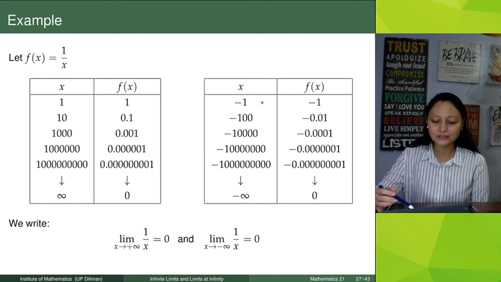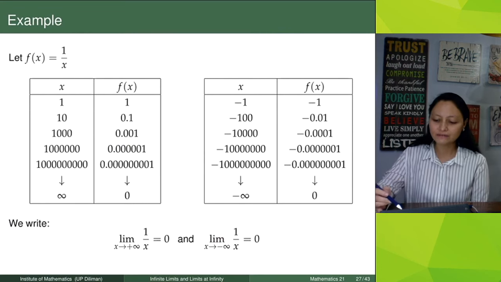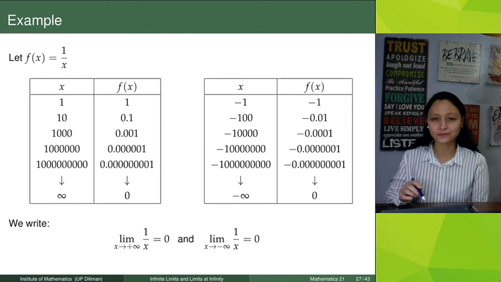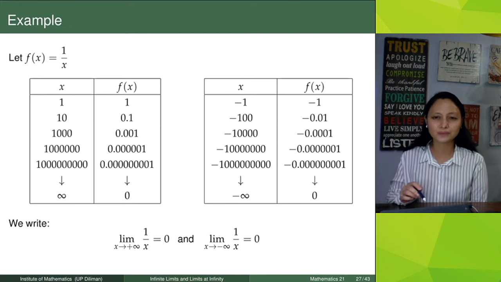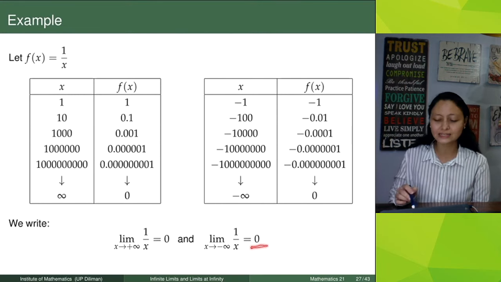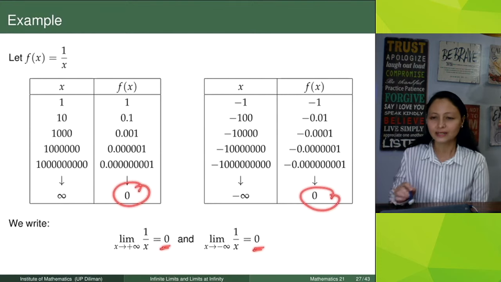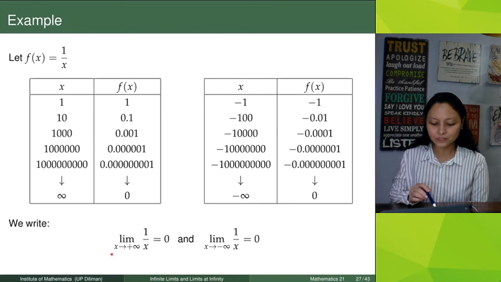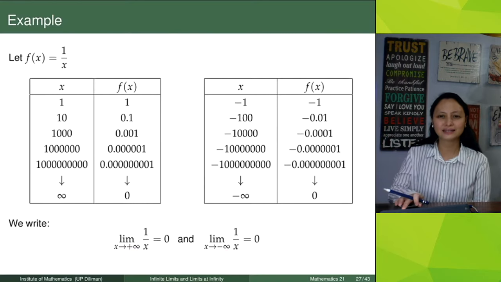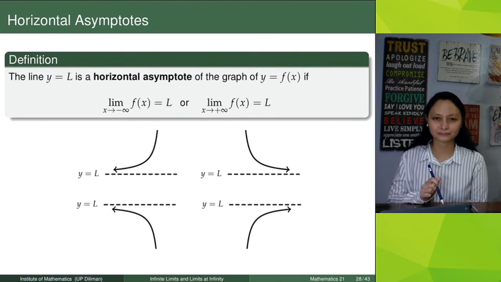Sa table naman na to, as we decrease the value of x without bound, or yung value ng x ay papunta sa negative infinity, the value of f of x approaches 0. So we write that as the limit of 1 over x as x approaches negative infinity is 0. Okay? So yung sagot dito, yung limit natin, yun yung nilalapitan na value ng f of x as x approaches positive infinity or negative infinity.